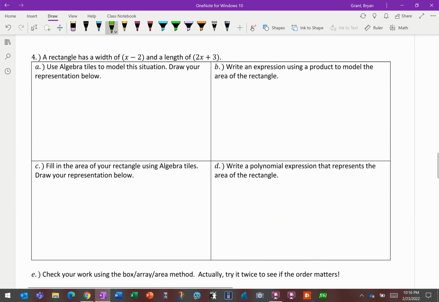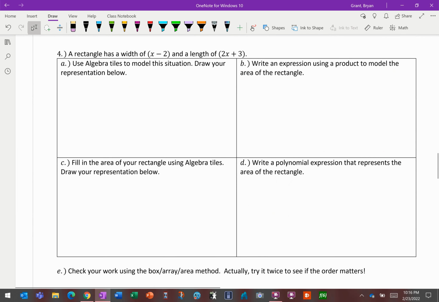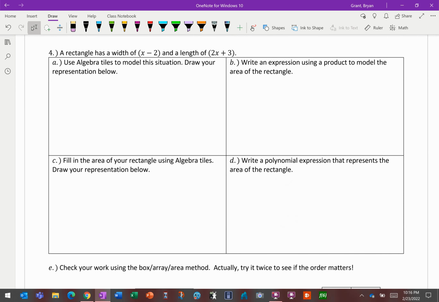A rectangle has a width of x minus 2 and a length of 2x plus 3. Why don't you guys pause me for a second and see how you do using algebra tiles to model this situation. You're going to be drawing your representations, just so you remember. You don't have to draw them every time, no worries, just a couple examples. And you're going to fill in the rest of this just like we did on the first one. So pause me once you've had a chance to do parts A through E, unpause, and we'll see how you did. All right. Hopefully things were successful.